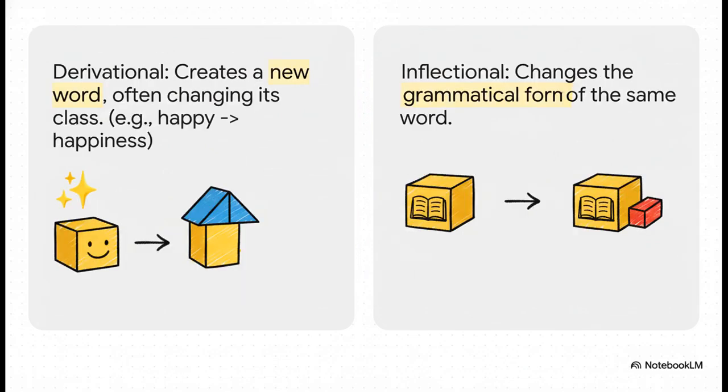And get this, these morphemes can do two totally different jobs. The first is called derivational morphology. This is when adding a piece creates a whole new word, like when you take the adjective happy and turn it into the noun happiness. But the other job, inflectional morphology, just kind of tweaks a word for grammar. Think about adding an S to make book into books. It's still the same core word, just in a plural form.